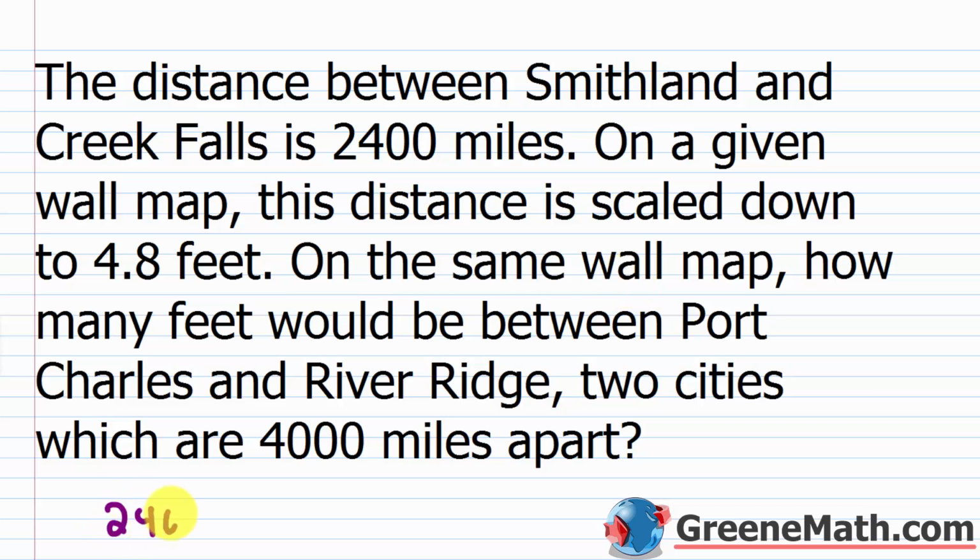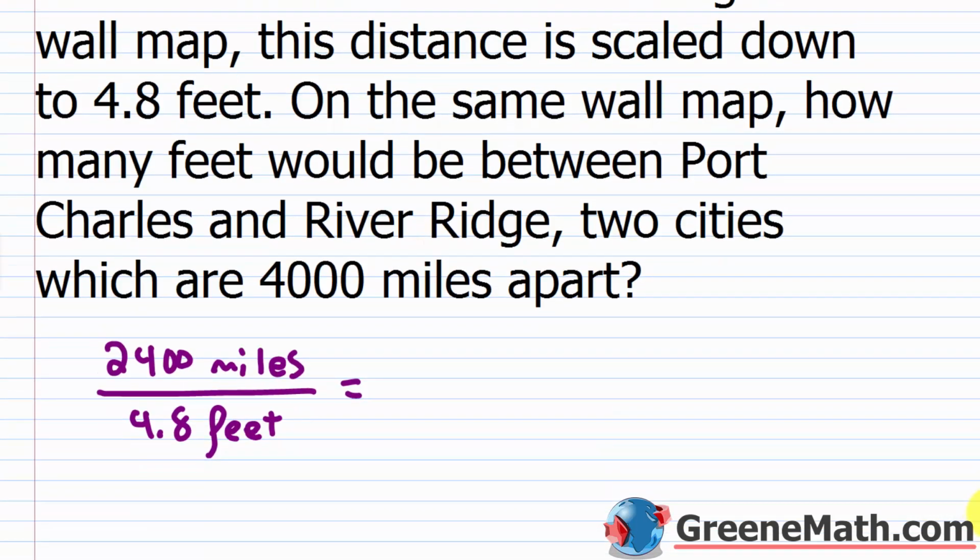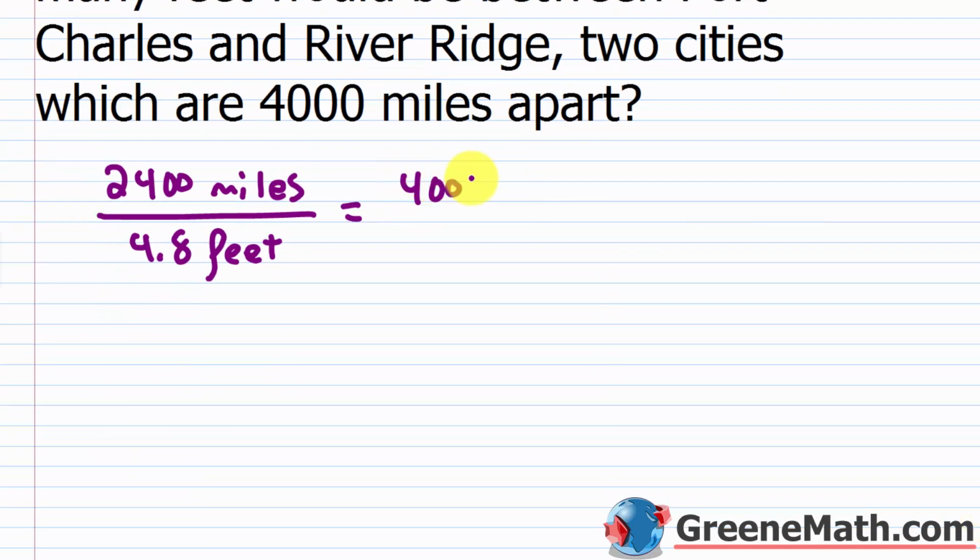So we're going to say that 2,400 miles over, on this wall map, it's scaled down to 4.8 feet. So 4.8 feet. And we're just going to set up a proportion. Again, on the same wall map, we have these cities, Port Charles and River Ridge. They're 4,000 miles apart, but we don't know how this is going to be expressed on our map. So to figure this out, we're going to put 4,000 miles here in the numerator, because that's their distance in real life, just like we had over here. And this will be over x feet. Okay, this is going to be the distance on the map. How many feet will it be?